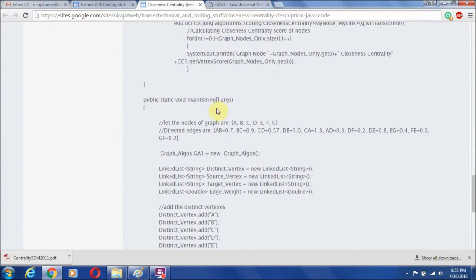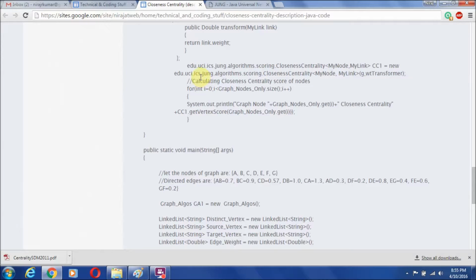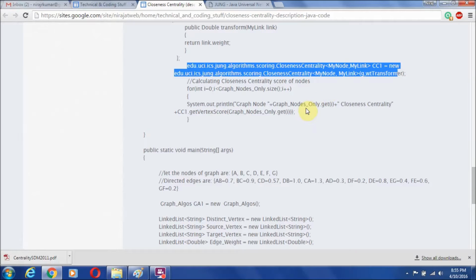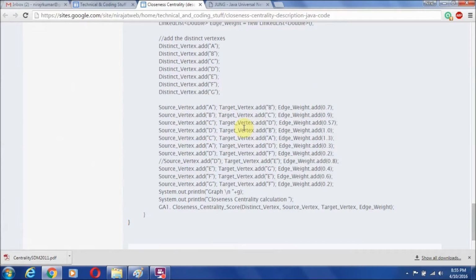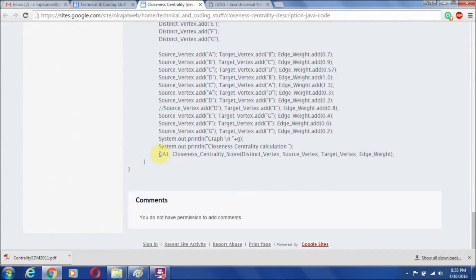Now this is the JUNG algorithm to calculate the closeness centrality score. This is the graph demonstration, and this is the final call of the function to calculate the closeness centrality score.